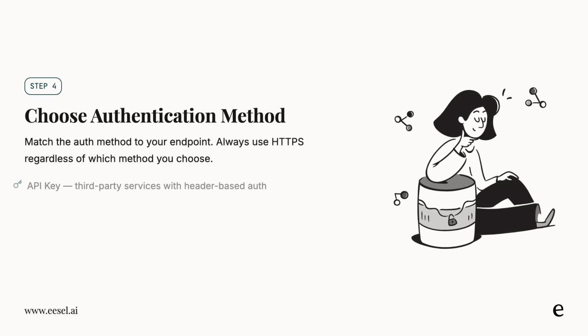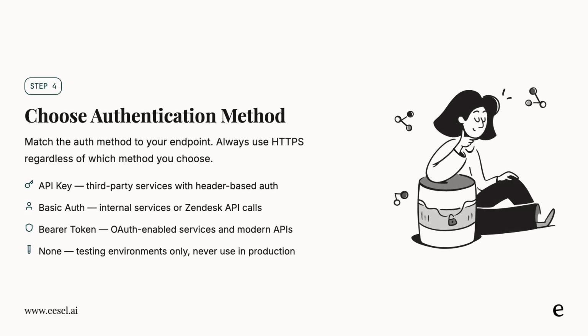Secure your webhook by matching the auth method to what your endpoint expects. Use API key for third-party services, basic auth for internal tools, or Zendesk API calls using the email/token format, and bearer token for OAuth-enabled services. Whatever you choose, always use HTTPS. Credentials sent over plain HTTP are a security incident waiting to happen.